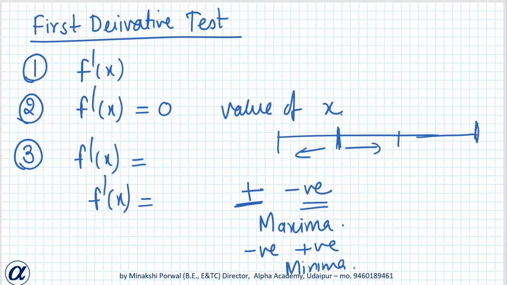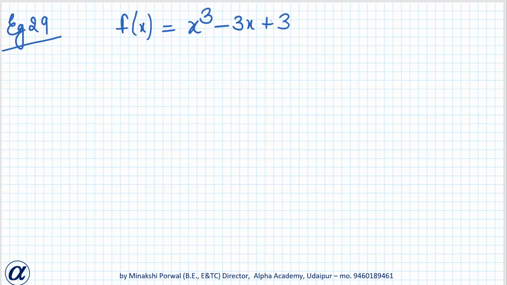Okay, so this is the first derivative test, and it will be clearer if we take one example. So let us do an example by the first derivative test. Example 29. Find all the points of local maxima and local minima of the function given by f of x equals x cube minus 3x plus 3. Before this, if it is a simple function, we can just plot it, but when it is this way it's not easy to plot. So we have to use certain tests to determine the maxima and minima.